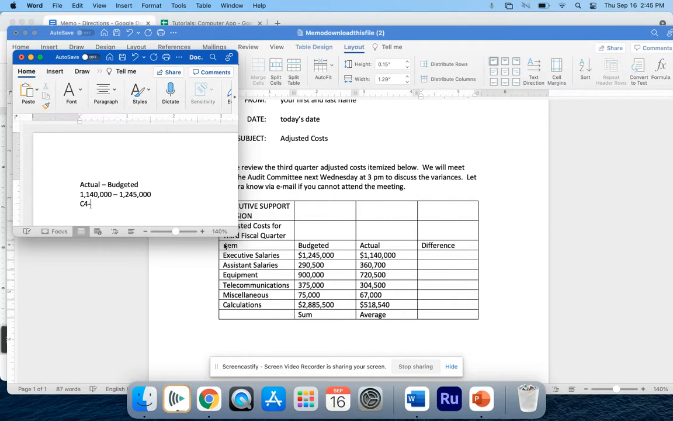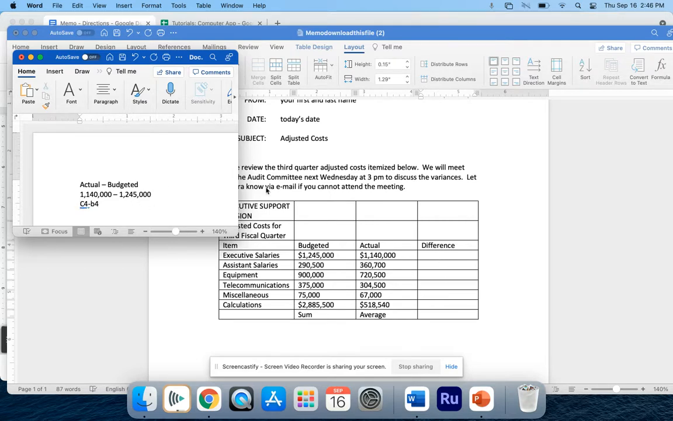From that, we subtract 1,245,000. That's this one. Well, what cell is that in? So you go back. This is column A. This is column B. This is row 1, 2, 3, and 4. So that's in cell B4. And it doesn't matter if you have upper or lowercase letters there. Okay. So C4, 1,140,000, minus B4, 1,245,000, is the answer to the difference.